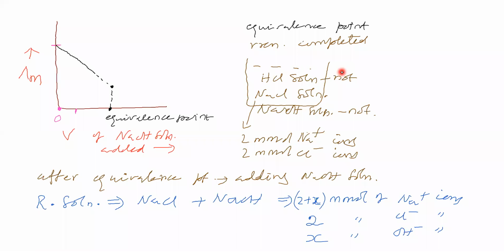Will it increase or decrease? In the resultant solution, after equivalence point, what happens to the molar conductivity? It is increasing. So molar conductivity increases after reaching equivalence point. So we come to the conclusion that after reaching equivalence point, the molar conductivity is increased. Okay, we will stop now.